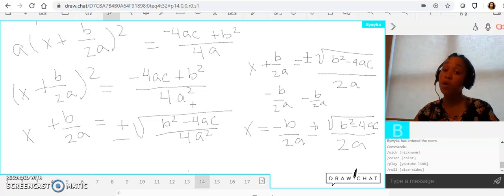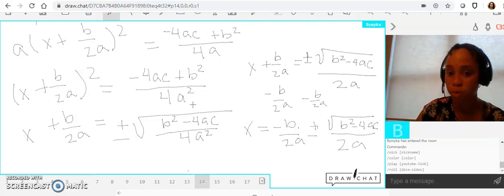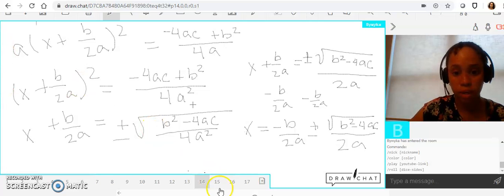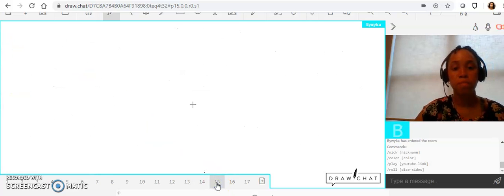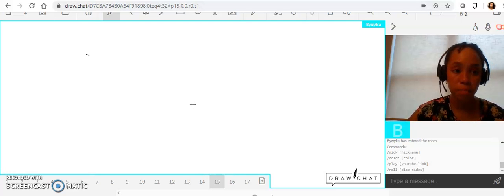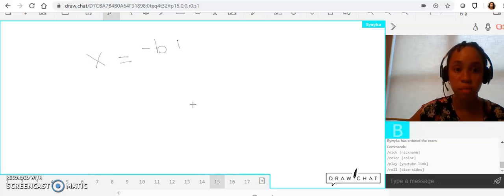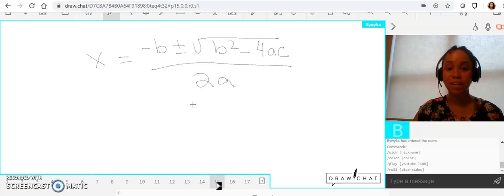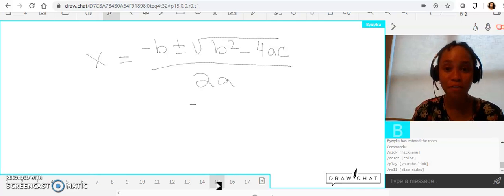So I bet you say, oh, now I see why she took the square root of that 4a squared, because now my denominators are the same and I can combine them. So let's go to the next screen so we can combine them because I've run out of space. And so when I combine them, I get x is equal to negative b plus or minus the square root of b squared minus 4ac, now everything is all over 2a. And ta-da, I have the quadratic formula.